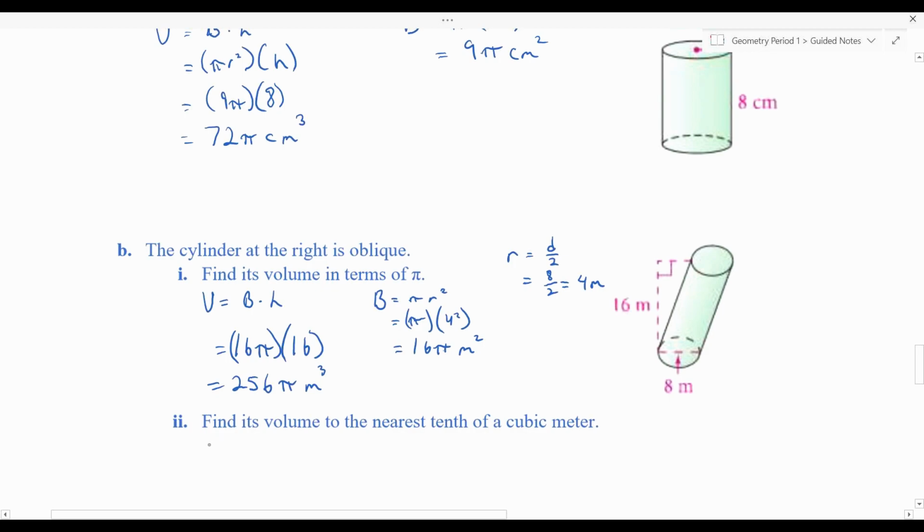So we're going to say here volume equals 256 times 3.14, which is the approximation of pi that we can use, and we multiply that, and that gives me 804.2 meters, and it's going to be meters cubed. All right, moving on.